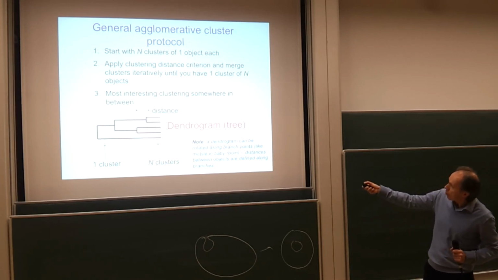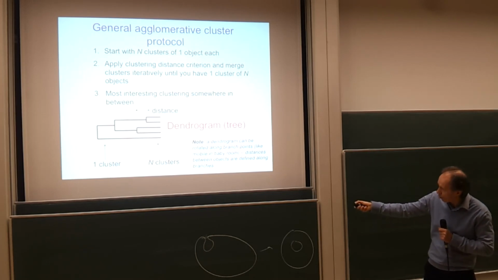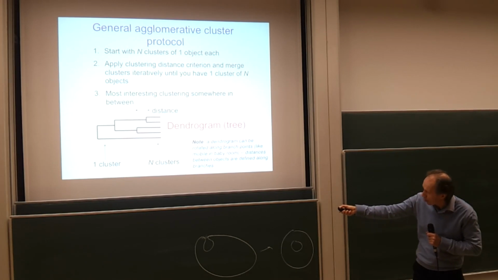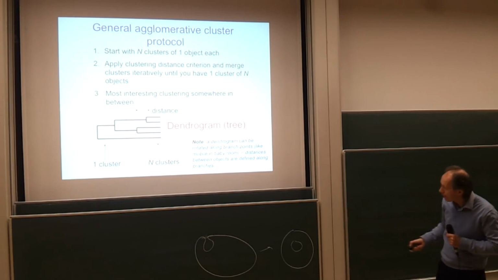So, this is what I told you. Basically, you move from a non-interesting situation of 5 loose points to a non-interesting single cloud of points, and the interesting stuff is somewhere in the middle. Alright.